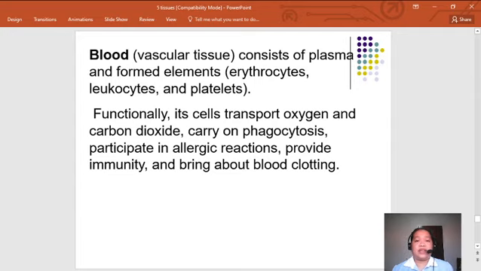Next, we have the blood or the vascular tissue. It consists of plasma and formed elements: the erythrocytes, leukocytes, and platelets. Functionally, its cells transport oxygen, carbon dioxide, and other components. It also carries out phagocytosis, participates in allergic reactions, provides immunity, and brings about blood clotting.